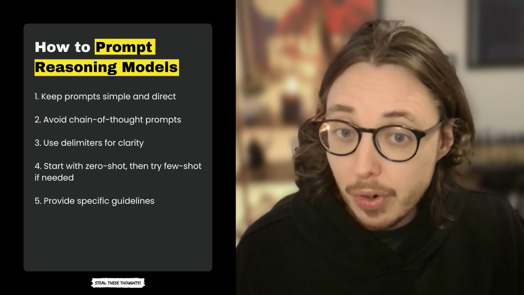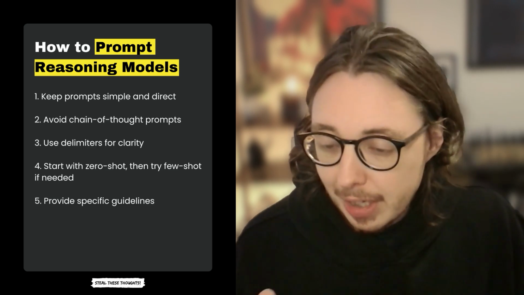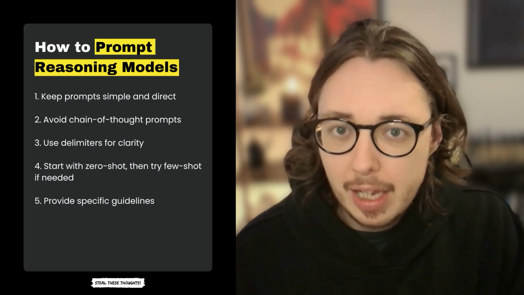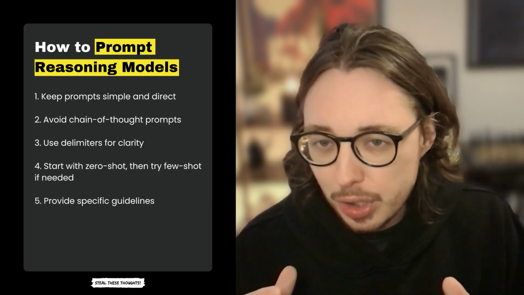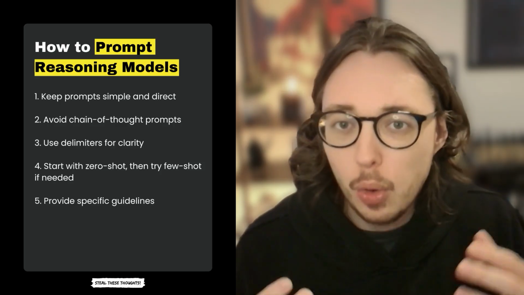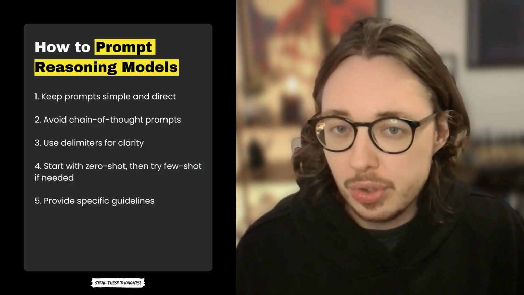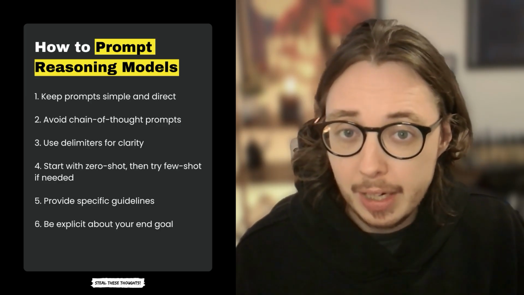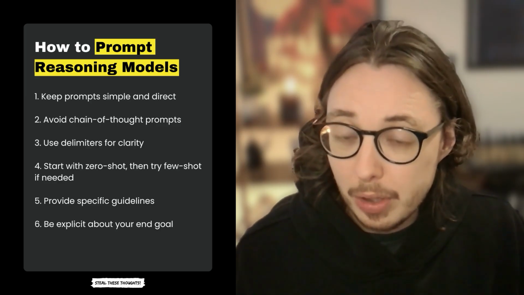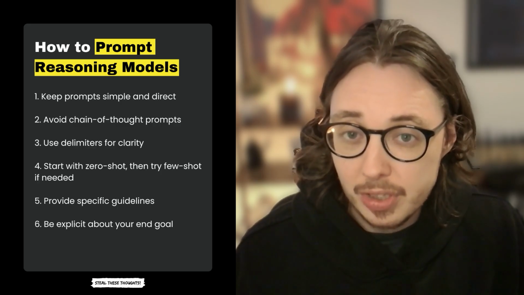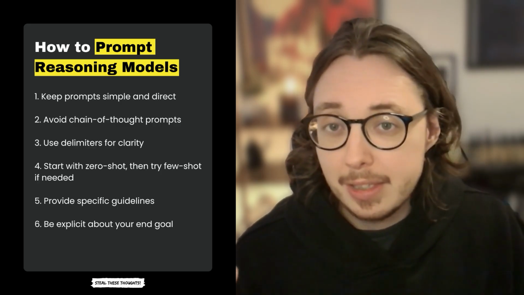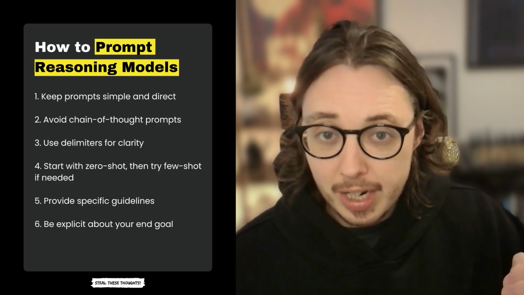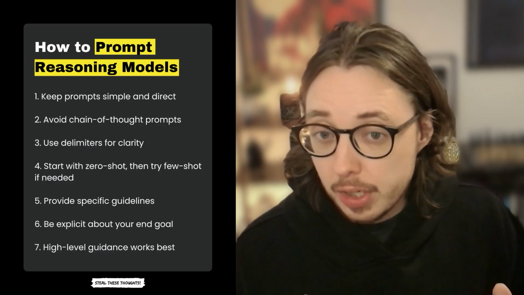And 5, provide specific guidelines. Clearly define any constraints in the task to the model up front. And this ensures more precise responses. And again, it's just helping you in that conversation to get to the best output. 6, be explicit about your end goal. I always talk about setting yourself up for success. This is one way to do it. Set your success criteria and encourage the model to iterate. And 7, high-level guidance works best.